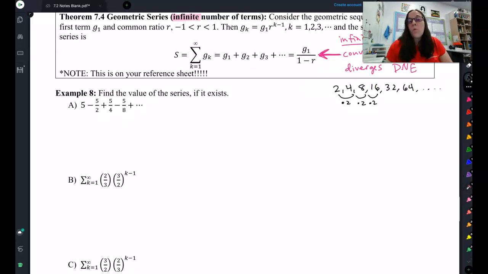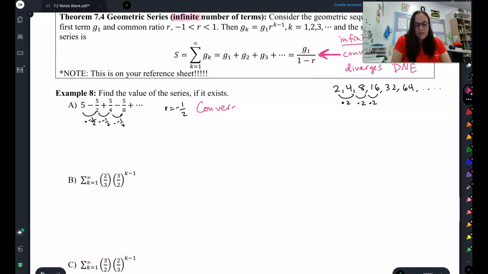First things first, we need to figure out what R is. So in this one, R is -1/2. Timesing by -1/2 every time. So because this R is between -1 and 1, we can say that this converges. And because it converges, I can use this equation. By the way, that equation is on your reference sheet. You don't need to memorize it. I just need to know my first term and R and plug it in.